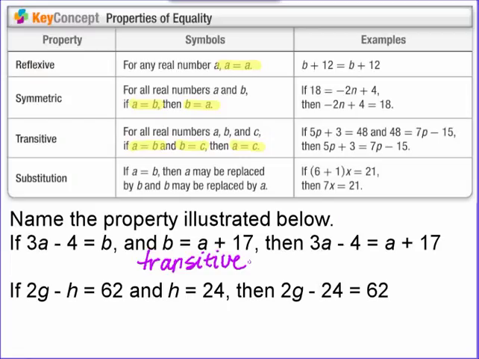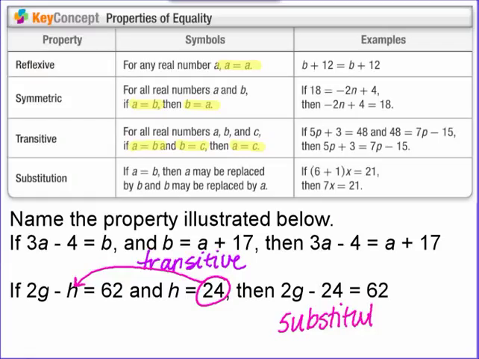Let's look at this next one. 2G minus H equals 62 and H equals 24. Then 2G minus 24 equals 62. So let's look at what I've done. I've taken 24 and I've put that in place of H. So what do you get? Substitution. Good.